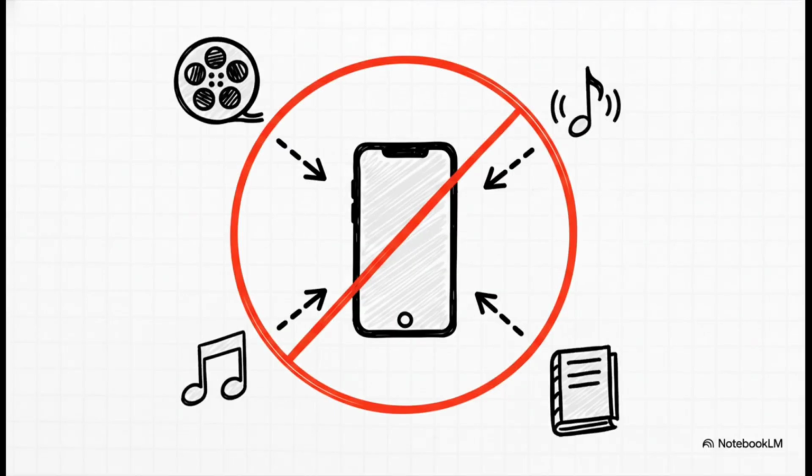Now here's a subtle but really critical rule. Your app might not contain any copyrighted material itself, but if its main purpose is to help users download or stream stuff they don't have the rights to, that's also a violation. And they'll even look at your store listing and screenshots as evidence.